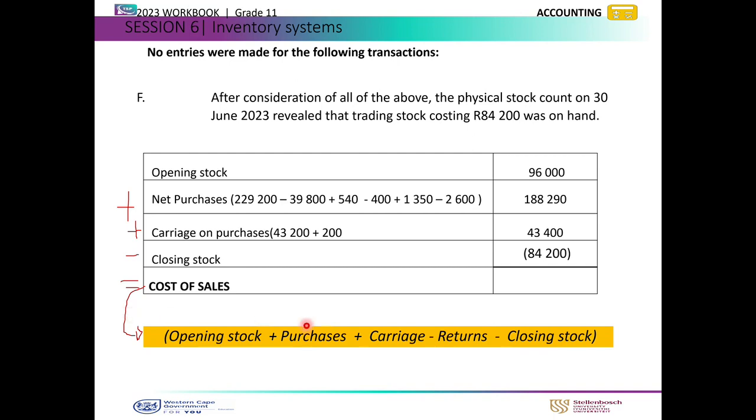And now we have our amount. If you add all of that up, we get to an amount of 243,490 Rand. That is the amount for our cost of sales. I hope that makes sense to everyone. Right.